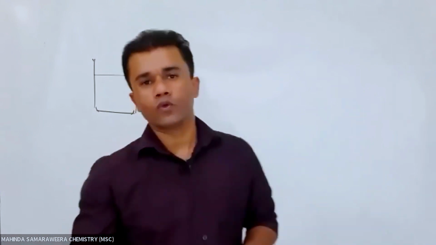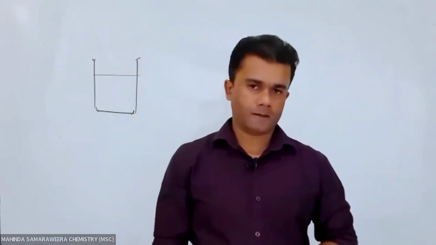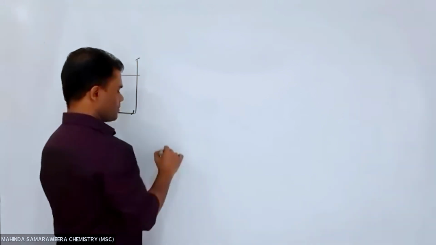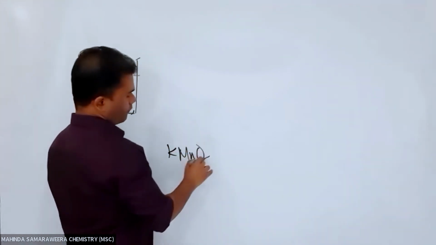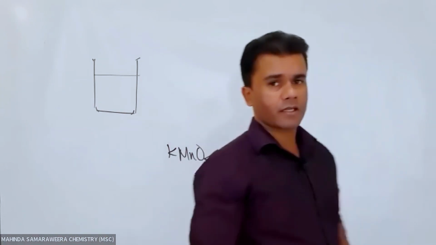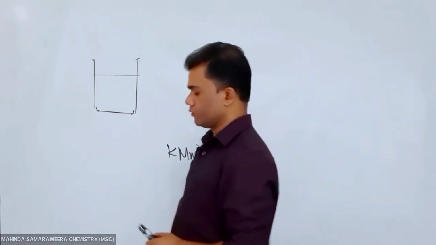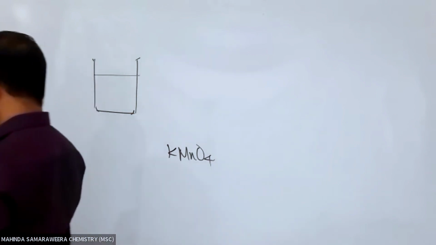Now what I'm going to do is add a small amount of potassium permanganate. You know something about potassium permanganate from O level. The formula is KMnO4. Do you remember the color of this potassium permanganate? Can I have one or two responses? Color of potassium permanganate?